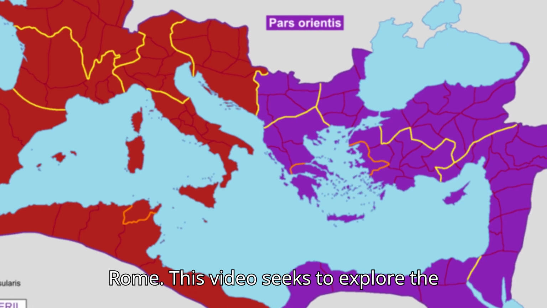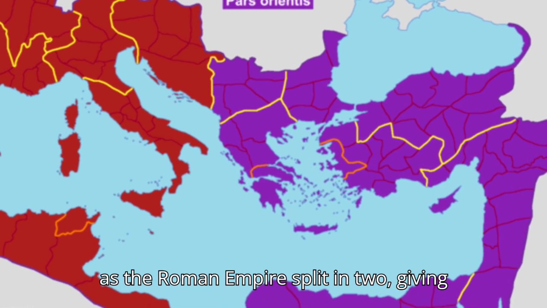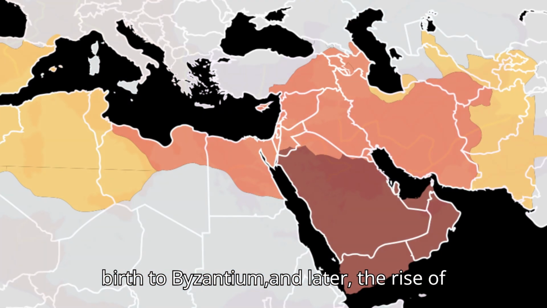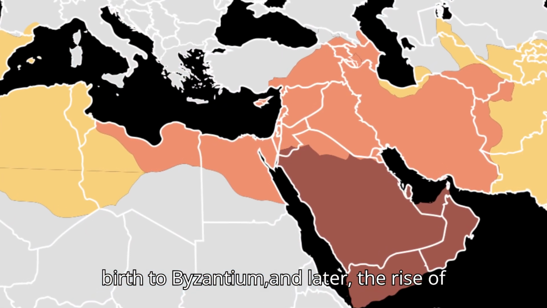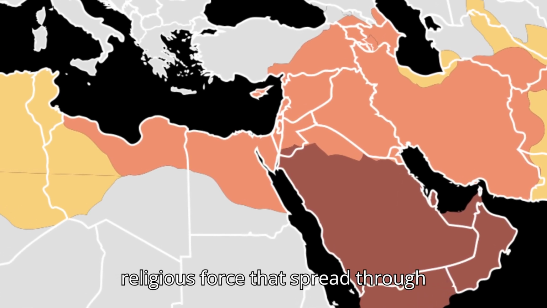This video seeks to explore the profound historical shifts that occurred as the Roman Empire split in two, giving birth to Byzantium, and later, the rise of the Caliphate, a new political and religious force that spread through Europe, the Middle East, and beyond.